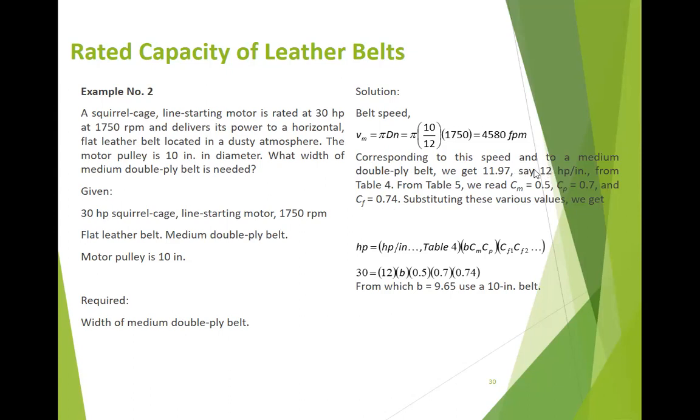So 12 is okay. In 2 significant figures it passes, and in 3 significant figures it still passes. If it were 11.87, it would be far. So 30 is equal to 12 B times 0.5 times 0.7 times 0.74. B is equal to 9.65. So use the standard size of 10 inch belt. You would not order 9.65, there is surely a standard 10 inch size. So this is the end of this topic.